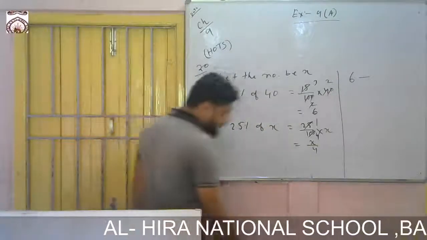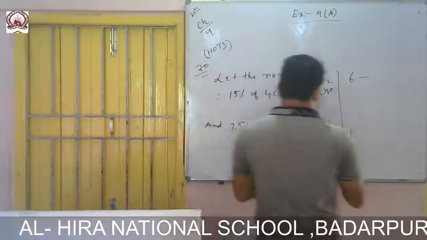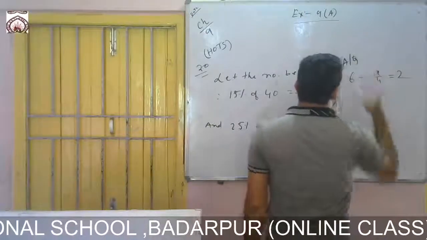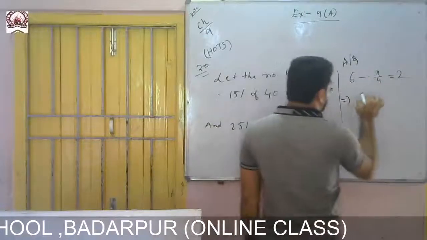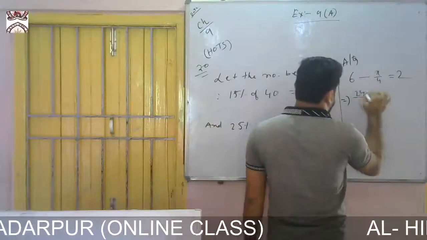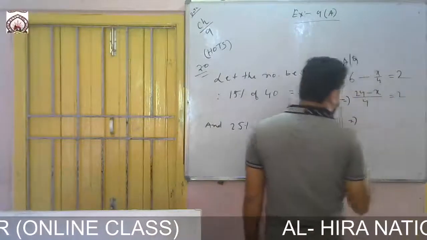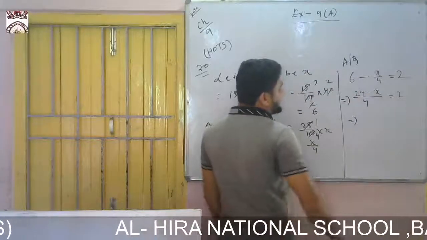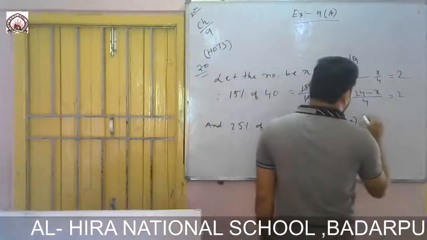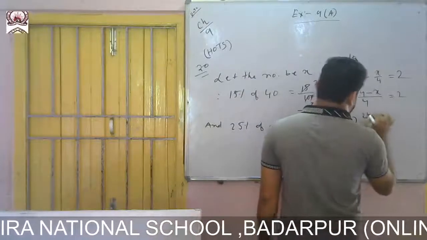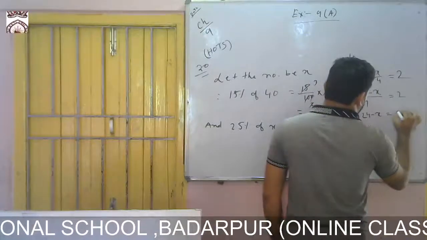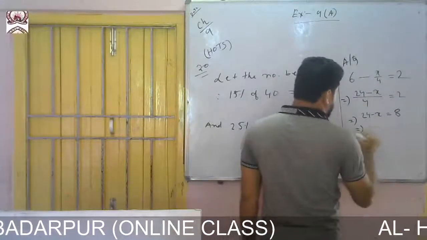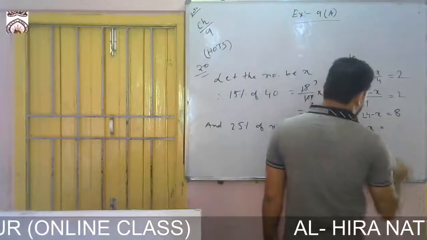From the greater number, 6, you are subtracting the smaller number, X by 4, and the difference is given as 2, according to the question. So now we can find X. If I take LCM 4, (24 minus X) by 4 equals 2. Now cross multiply. So 24 minus X equals 8.